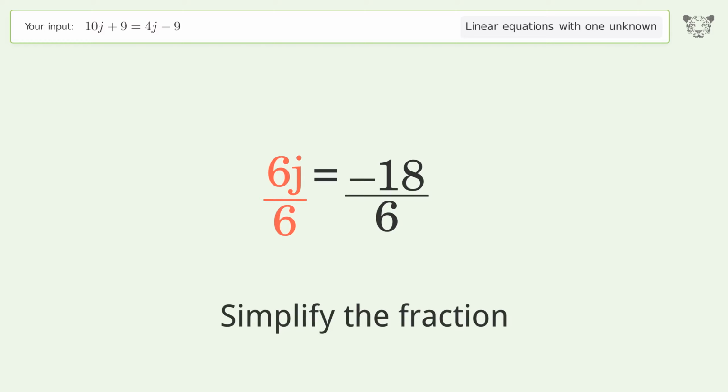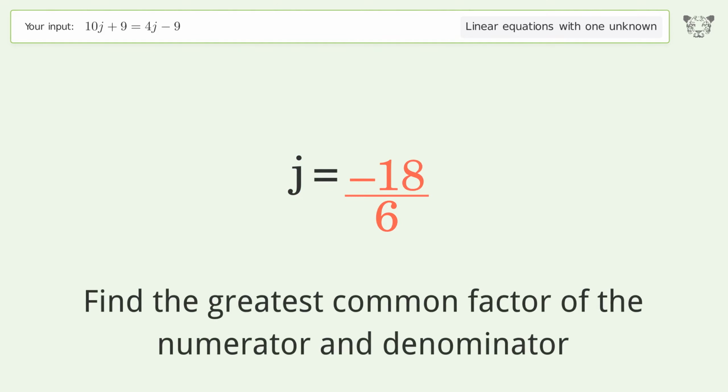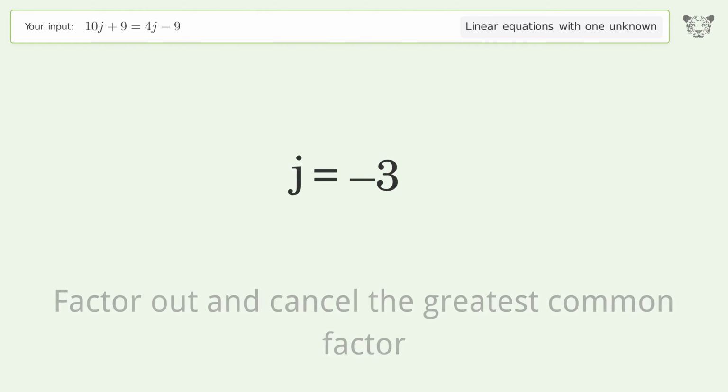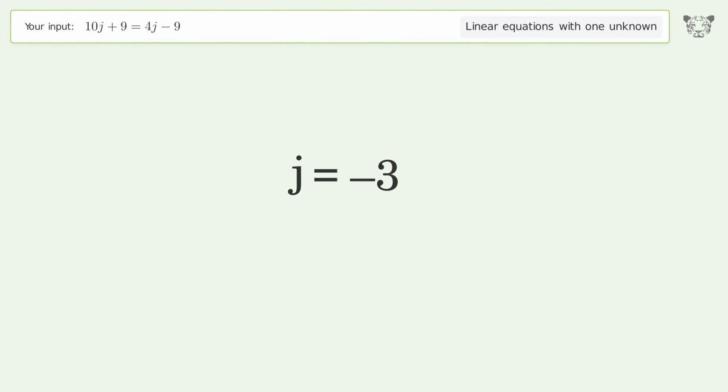Simplify the fraction. Find the greatest common factor of the numerator and denominator. Factor out and cancel the greatest common factor. And so the final result is j equals -3.